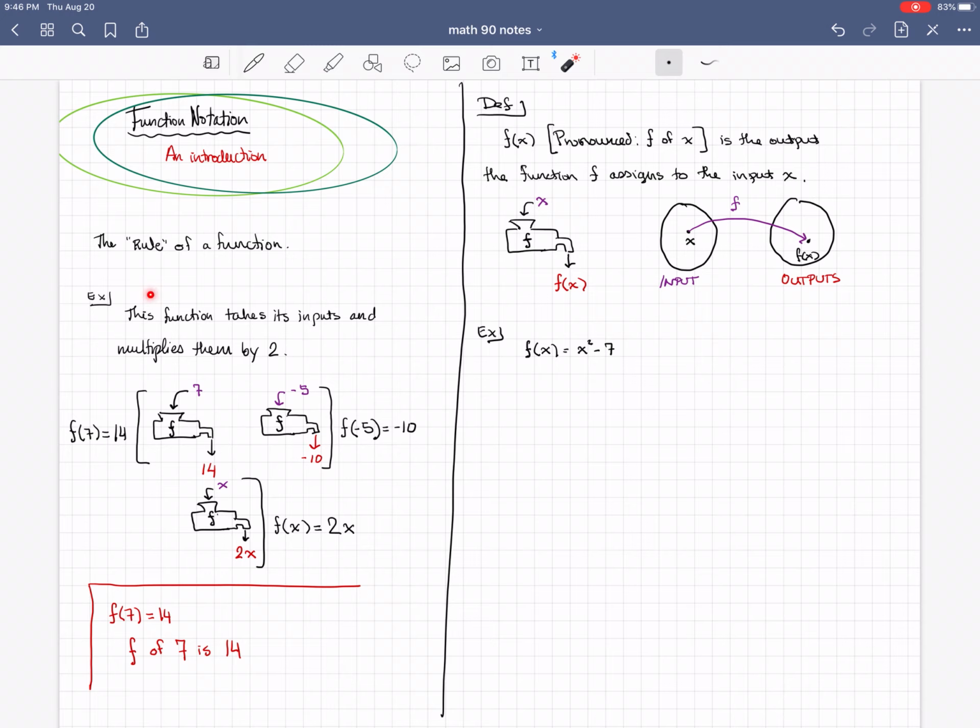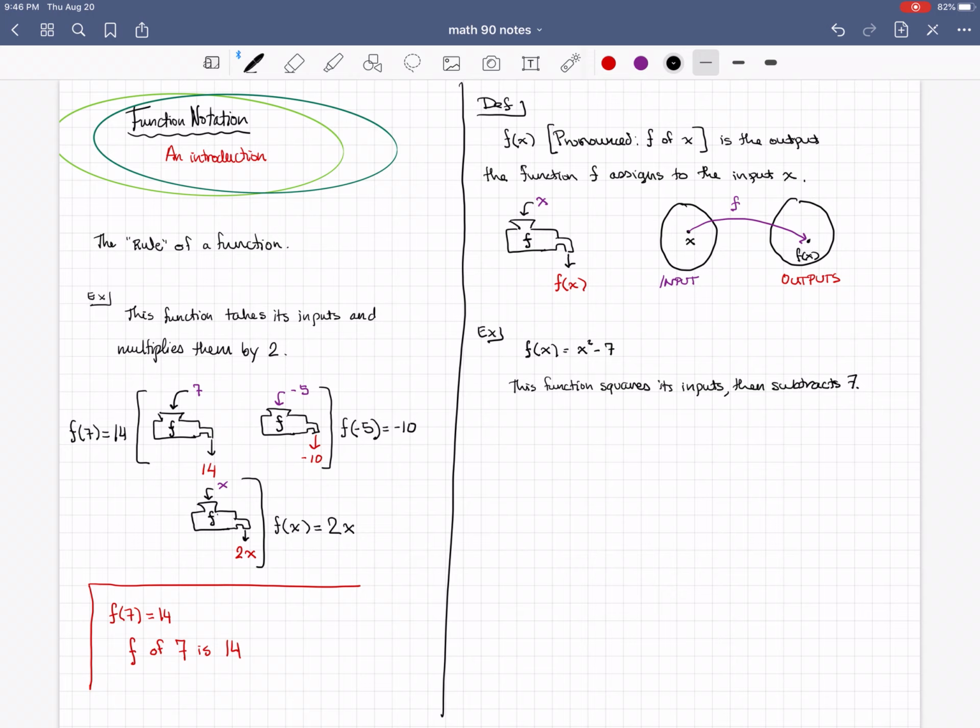Imagine you had to write in words what this function does to its inputs in order to produce an output. So what happens to x to turn it into x squared minus 7? This function squares its inputs, then subtracts 7.